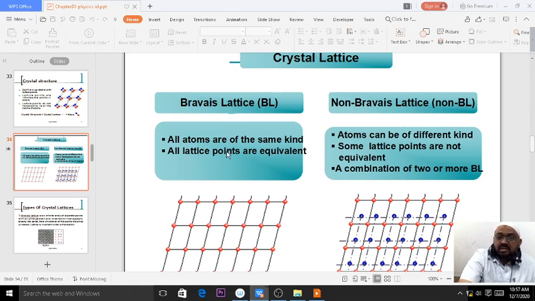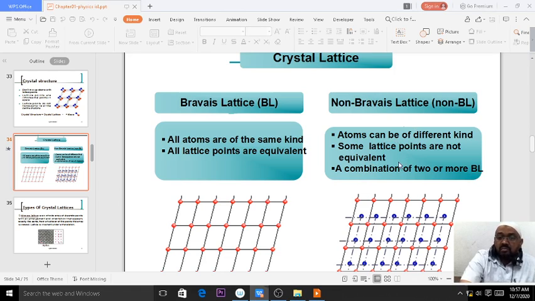Here, what is a Bravais lattice? We already told you that all the atoms or molecules or ions are of the same kind, and the lattice points are equivalent to the atoms. This is called a Bravais lattice. And what is a non-Bravais lattice? Atoms can be of different kinds, some lattice points are not equivalent, and it is a combination of two or more Bravais lattices. So this is called a non-Bravais lattice.